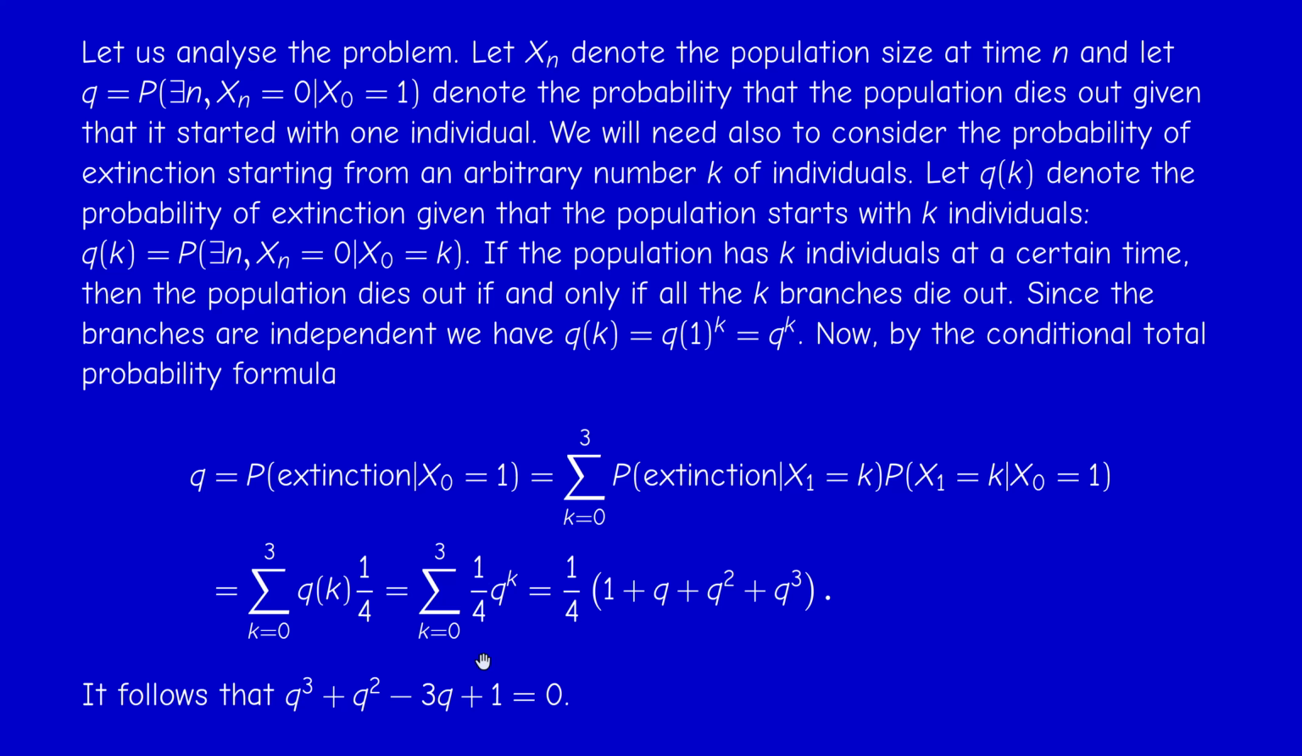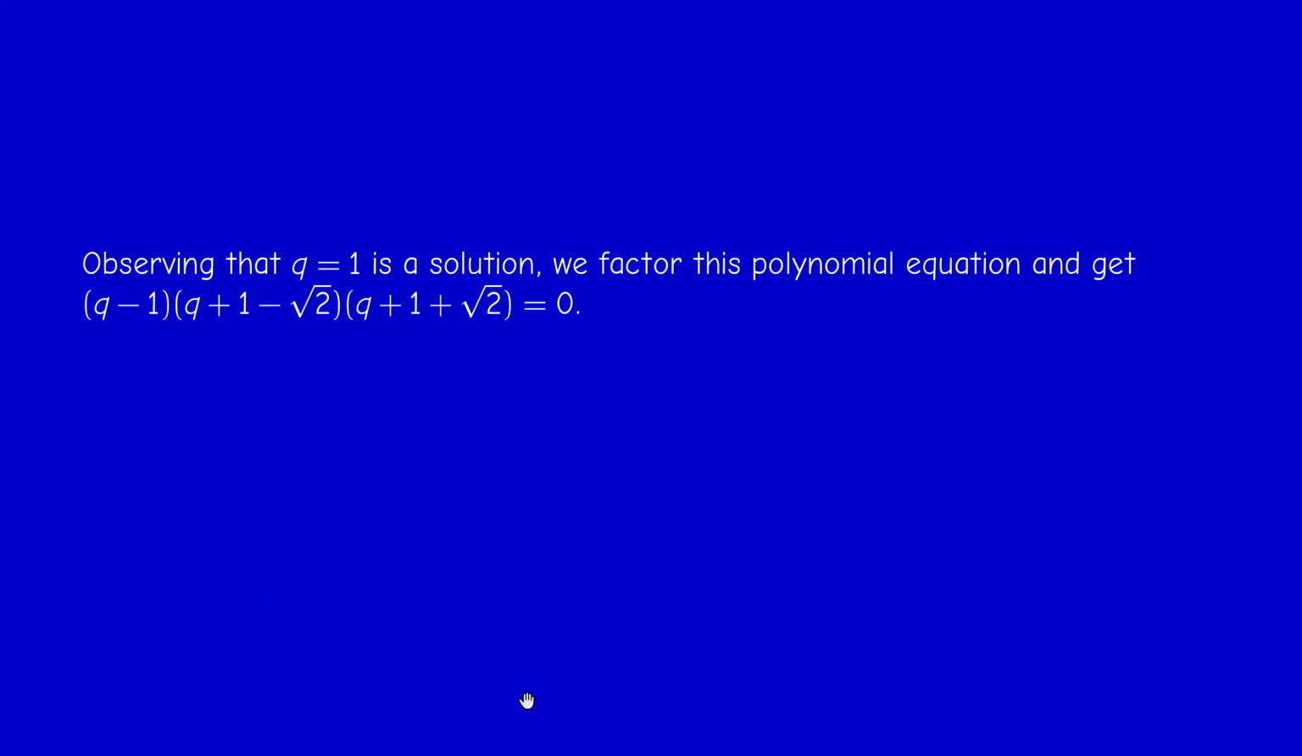Now, this is a third order polynomial, so in general there's no formula, but here we observe the following, that if I put 1 instead of q, I get 1 plus 1 minus 3 plus 1, I get 0. So q equals 1 is a solution. And doing this, we do the Euclidean division, we divide this polynomial by q minus 1, and we get a second order polynomial that we can solve. If you solve it, you will find 2 roots.